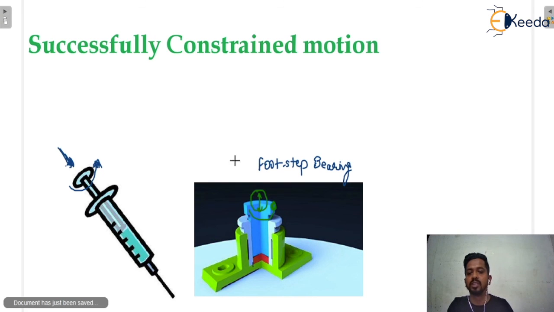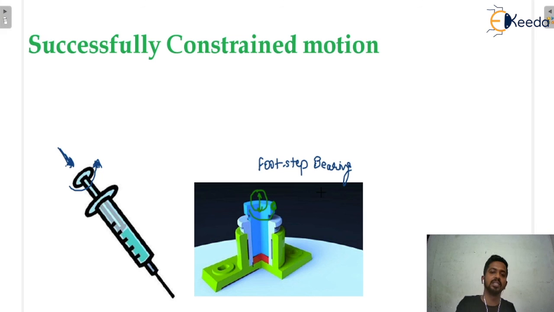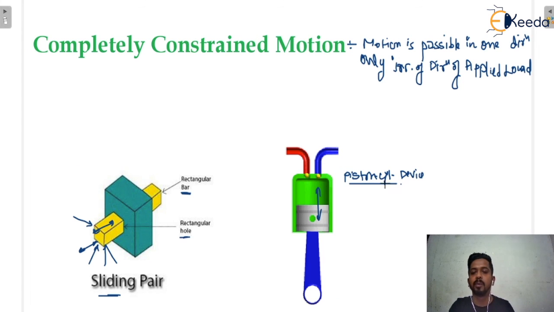They can give the foot step bearing. You must remember that the foot step bearing is considered successfully constrained motion. And in the Engineering Services Examination 2016, they asked which type of constrained motion a piston cylinder device is. That is completely constrained motion. Because the Engineering Services Examinations contain multiple choice questions, there is a chance of confusion, so you must remember each example in a proper way.